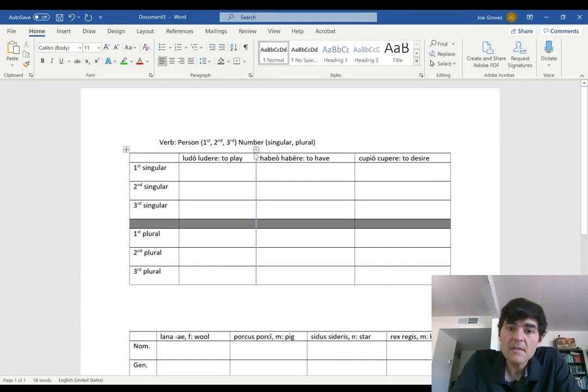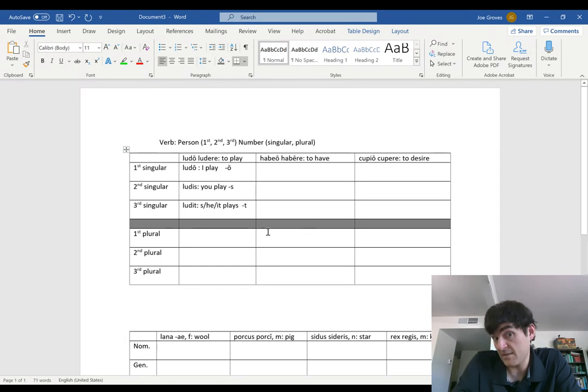So let's take a look at what these look like again, just as a little refresher. Let's say I am playing, well, you have ludo, it's first person singular because I am doing it, so ludo, I play. Think about your ending, O. Then if you are playing, this is second person singular, so you have ludis, you play, you have your ending S there. If he, she, or it is playing, ludit, well, then you have your T ending, so you have O, S, T.